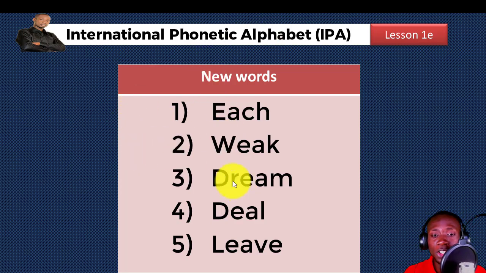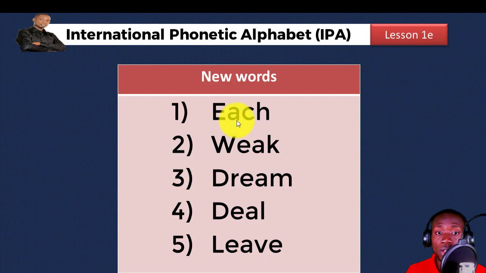And after dream, we have deal. Oh, there is a deal today. There is a deal today. Deal. And the last vocabulary word for today's lesson is leave. Why did you leave me? I don't want you to leave me.